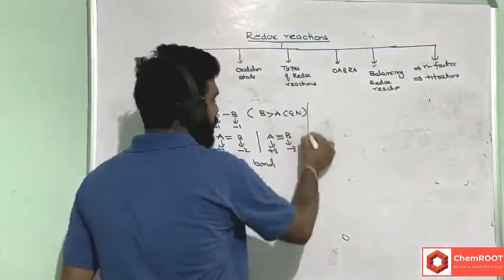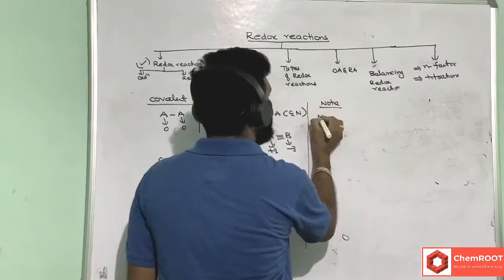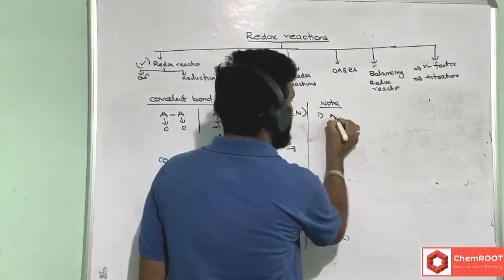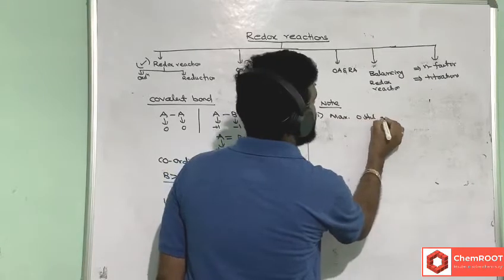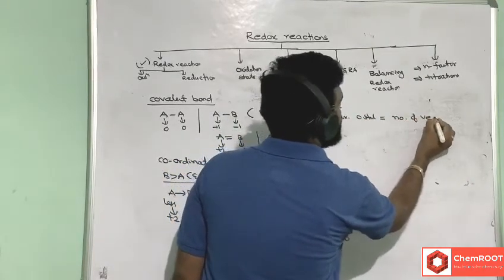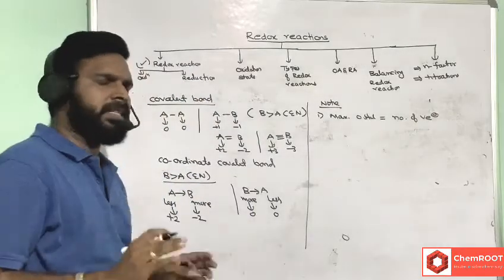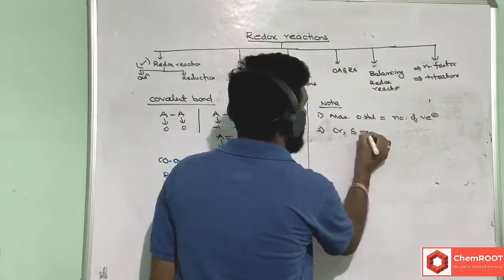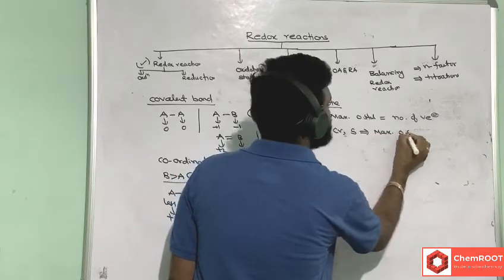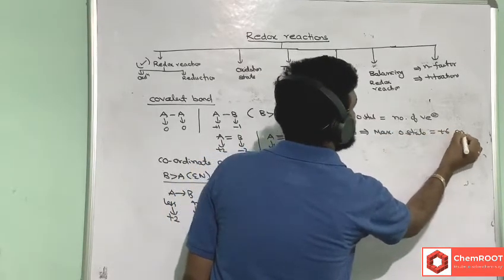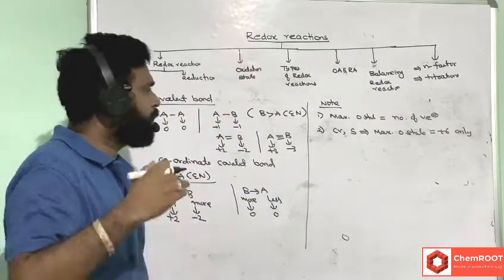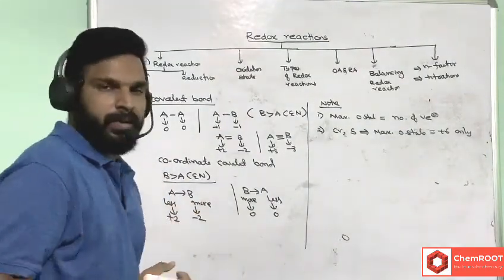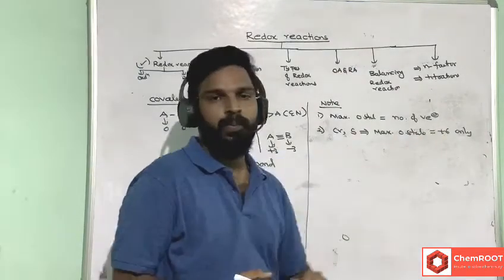Other than that, there are some key points you have to keep in mind. What is the key point? The maximum oxidation state of any element will be equal to the number of valence electrons. Suppose there are 6 valence electrons, then maximum plus 6 only will be possible. Like chromium and sulfur will have a maximum oxidation state of plus 6 only. If in any case, for chromium or sulfur, you are getting more than plus 6, it means that some peroxy bonds are involved. So we have to consider peroxy bonds, and the answer will mostly be plus 6.